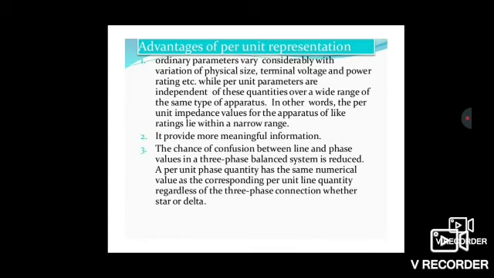The chance of confusion between line and phase values in a three-phase balanced system is reduced. A per unit phase quantity has the same numerical value as the corresponding per unit line quantity regardless of the three-phase connection, whether star or delta. Impedances of machines are specified by the manufacturer in terms of per unit values. The per unit impedance referred to either side of a single phase transformer is the same.